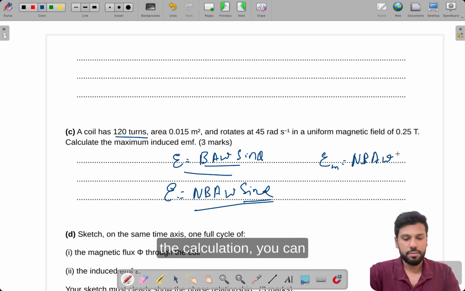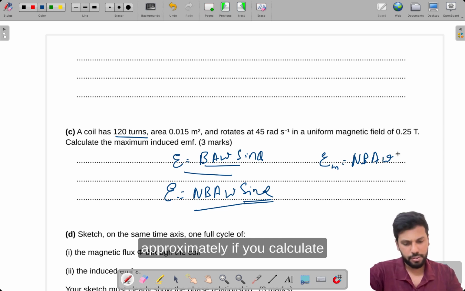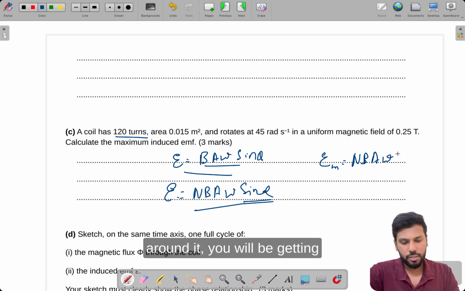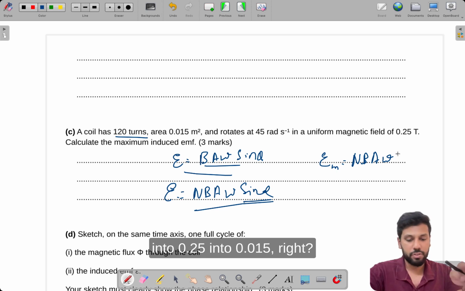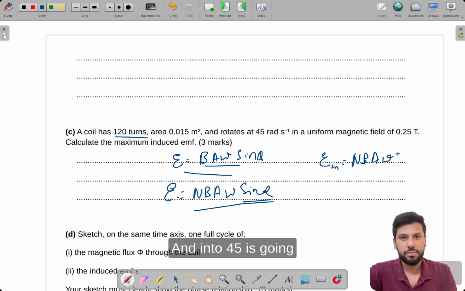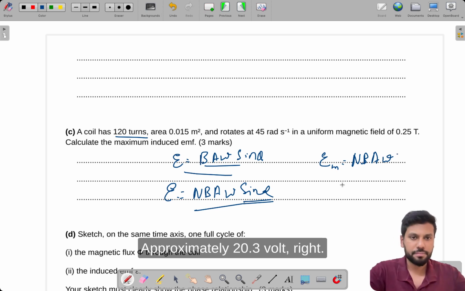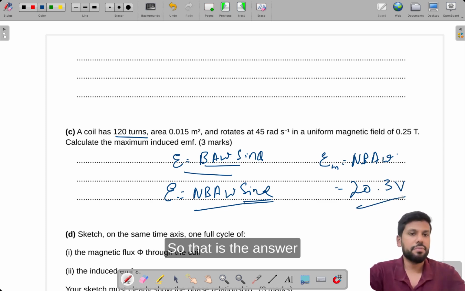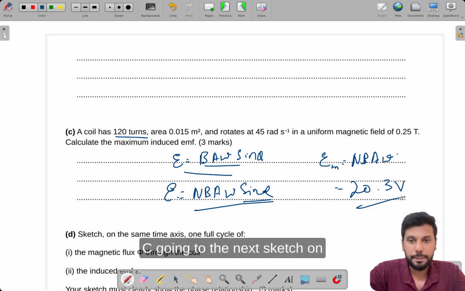Now you can put in the calculation. You can put NBA omega. If you calculate it, you will be getting somewhere around 120 into 0.25 into 0.015, right? And into 45 is going to give you 20.3 volt, approximately. 20.3 volt, right? So that is the answer for this particular part C.